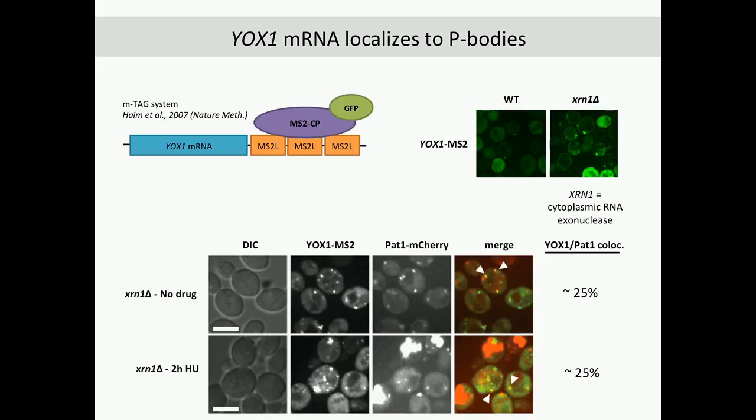Can you go to the next? So we co-expressed our MTAC system in a strain expressing a P-body marker, PAT1-mCherry, and we were able to co-localize YOX1 transcript with PAT1, both in untreated condition and after HU. After HU was a little bit more difficult because we were detecting large PAT1 aggregates, but when considering discrete foci, we were able to see a colocalization in 25% of the cases in both untreated and treated conditions.